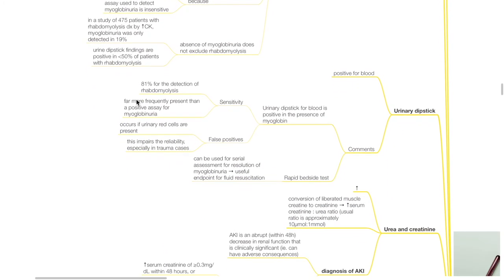Urinary dipstick may be positive for blood. Urinary dipstick for blood is positive in the presence of myoglobin. This is far more frequently present than a positive assay for myoglobinuria. Sensitivity is 81% for the detection of rhabdomyolysis. False positives can occur if urinary red cells are present. This impairs the reliability, especially in trauma cases. Urinary dipstick is a rapid bedside test and can be used for serial assessment for the resolution of myoglobinuria, which is a useful endpoint for fluid resuscitation.